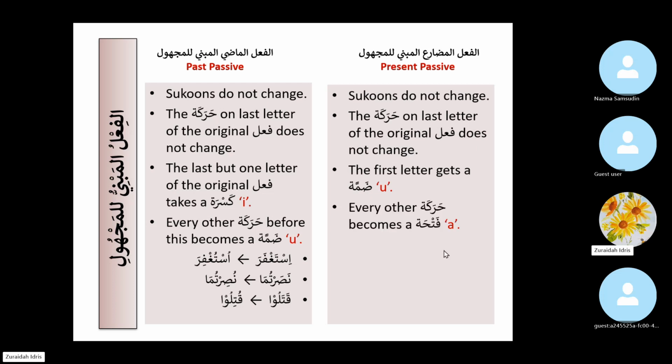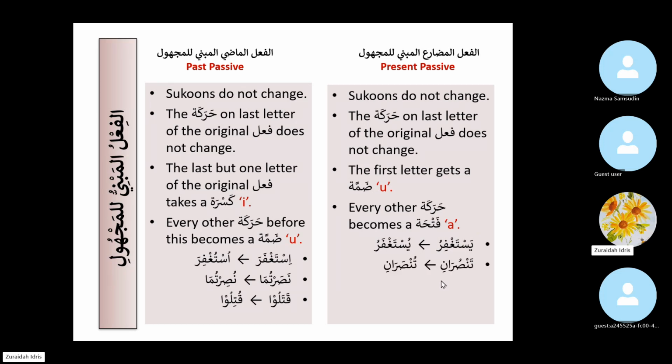All right. Now for the passive present tense, same thing: you don't want to change. This is marfu, so we don't want to make it mansub. We leave it as marfu. Then the first letter gets a dhamma. Whether it's family 2, 3, 4, which already has a dhamma anyway, if it doesn't have a dhamma, we put a dhamma. And everything else becomes a fatha. So that's where you have your sound.